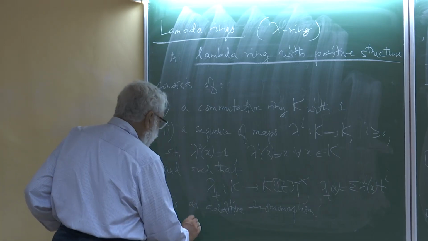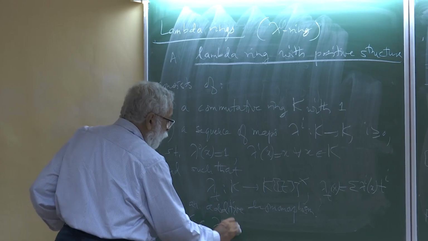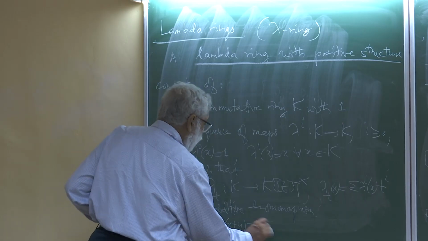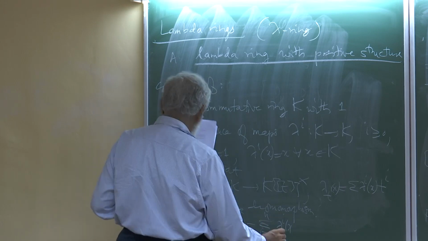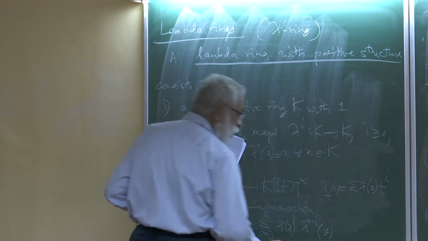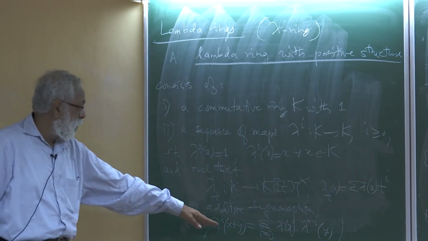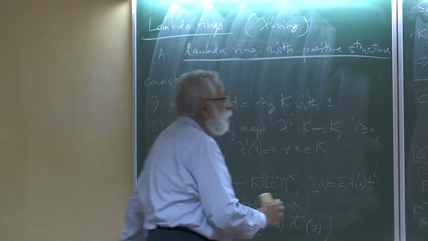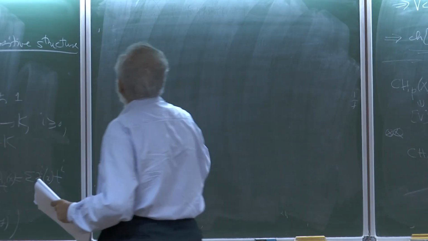This just means that lambda^n of x plus y is the sum for i equals 0 to n of lambda^i x times lambda^(n minus i) y. And writing this for each n is the same as saying this is a group homomorphism. This is just the lambda structure. I have to tell you what positive structure is.